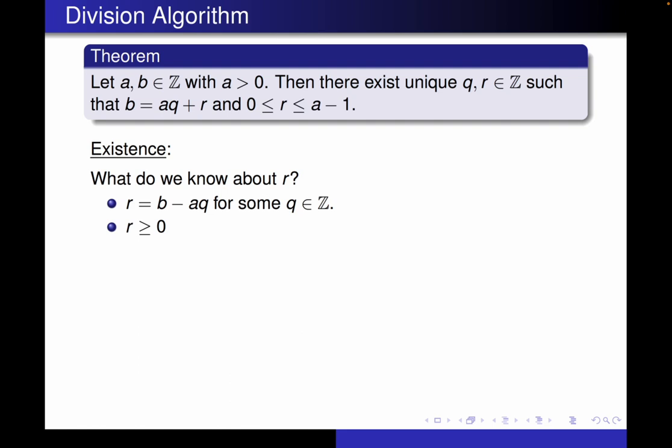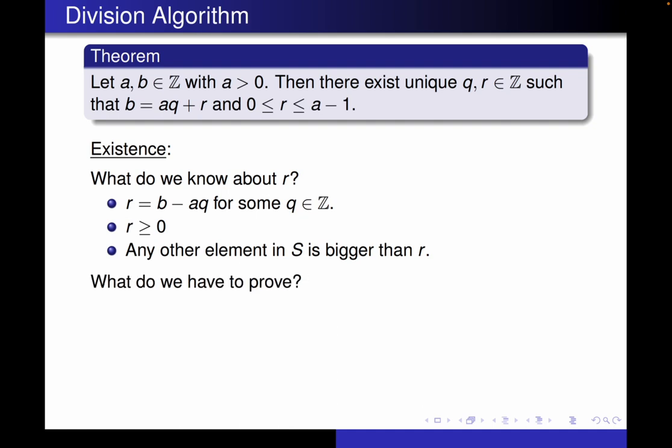And then the third thing we know, since R is the smallest element of S, is that any other element in S is bigger than R. So if we happen to find another element of S that is not R, it is going to be bigger. So R is smaller than that element, or that element is bigger than R, however you want to look at it. All right, so what do we have to prove? Well, remember, we have to prove that b is equal to aq plus r. That was just part of the theorem, right? And we have to show that r is between 0 and a minus 1.